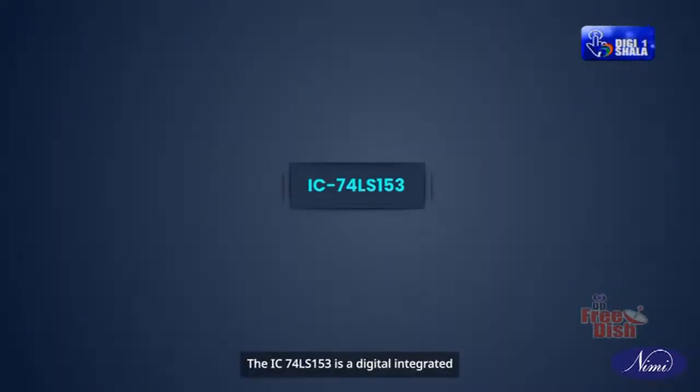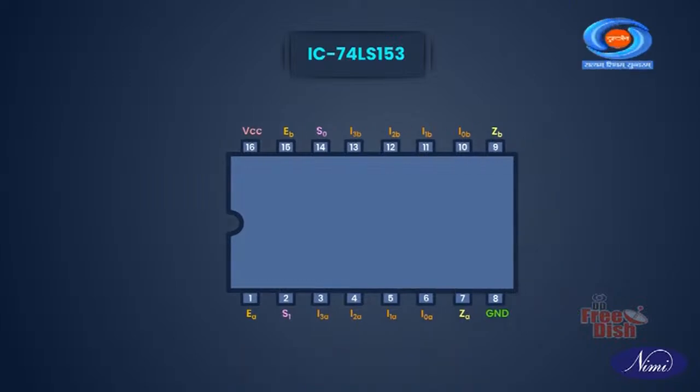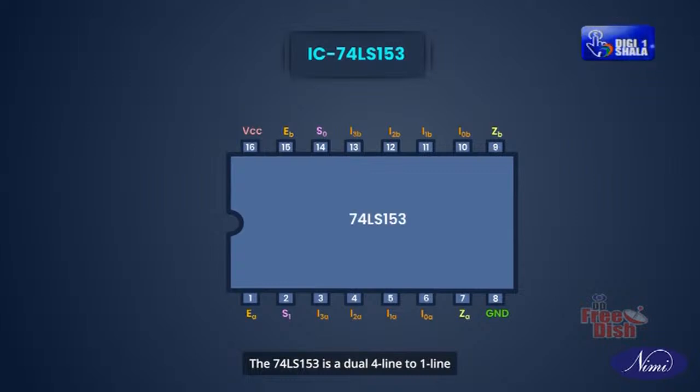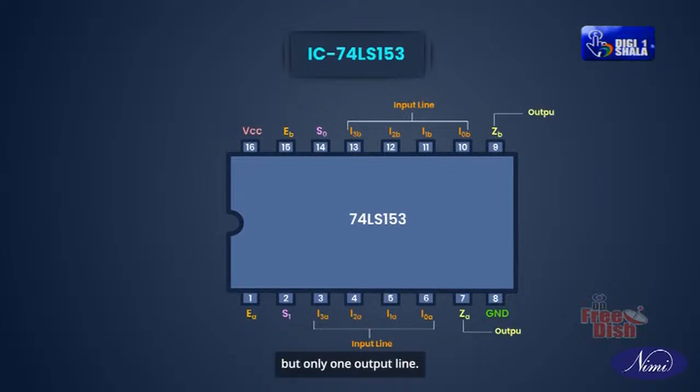The IC 74LS153 is a digital integrated circuit that belongs to the 74LS series. The 74LS153 is a dual 4-line to 1-line data selector or multiplexer. It consists of 2 individual 4-to-1 multiplexers within a single IC. Each multiplexer has 4 data input lines but only 1 output line.